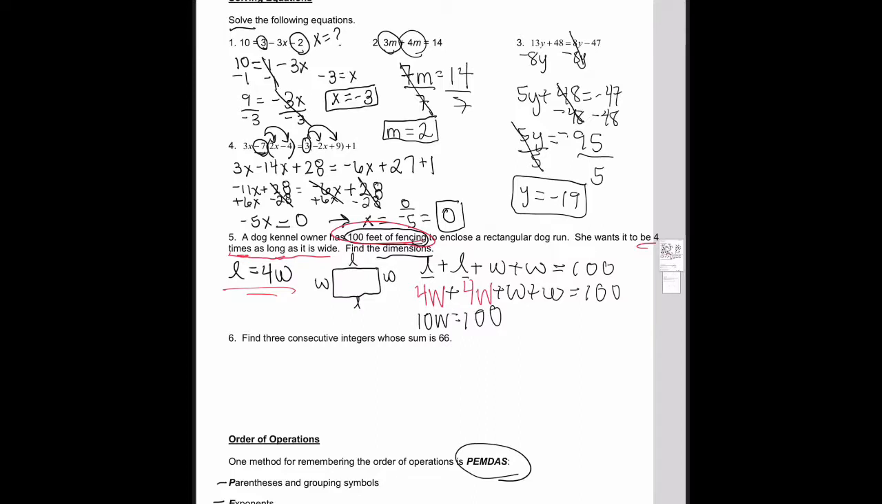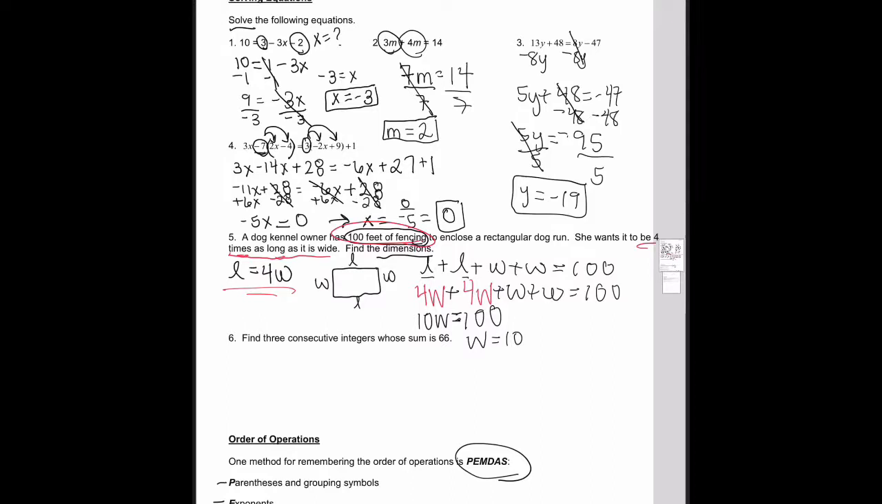And now notice this is something we definitely know how to do. We want W by itself, so divide by 10 on both sides, and we get W equals 100 divided by 10, which is 10.